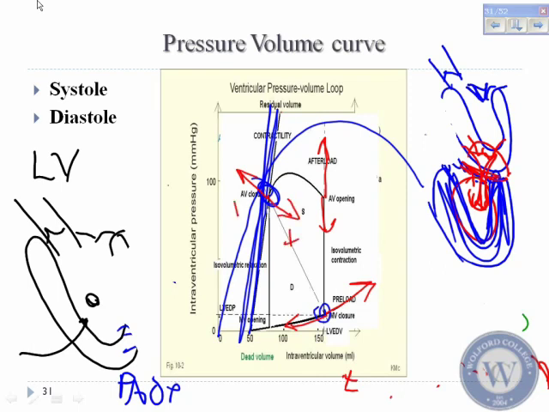This is a decrease in contractility. This is an increase in contractility. If you're looking at afterload, this is an increase in afterload. This is a decrease in afterload. If you're looking at preload, this is an increase in preload, and this one's a decrease in preload.